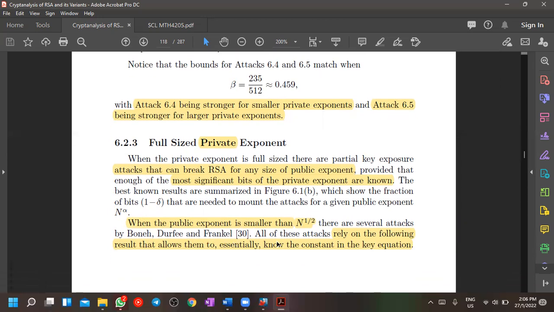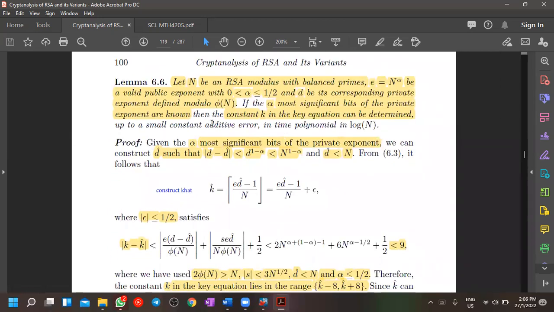The first lemma: let n be an RSA modulus with balanced primes, let e equals n to the power of alpha be a valid public exponent with alpha between 0 and half, and let d be its corresponding private exponent. If the alpha most significant bits of the private exponent are known, then the constant k in the key equation can be determined up to a small constant additive error.